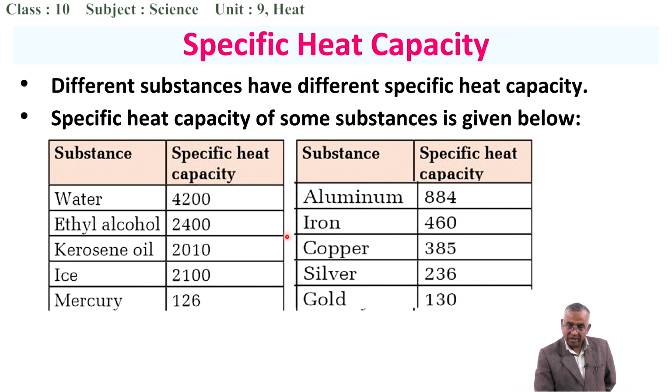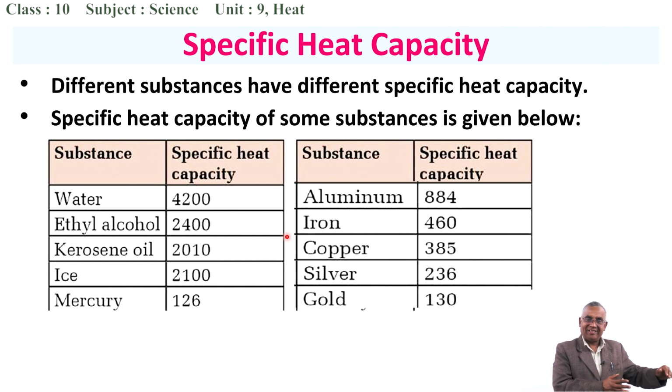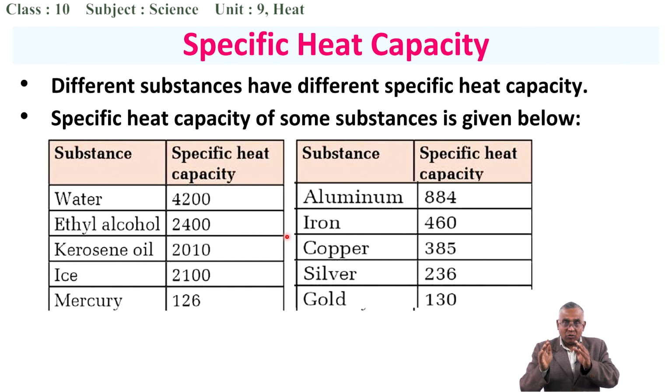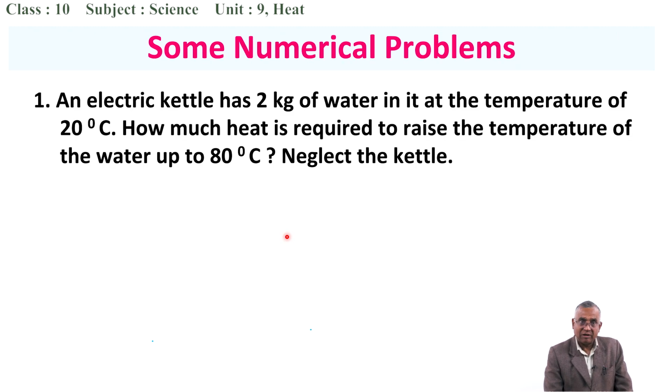Here one thing you have to keep in mind: those substances which have more specific heat capacity change their temperature slowly, gradually. They do not change their temperature fast. And those which have less specific heat capacity change their temperature faster. On the basis of it, we have a number of events to discuss. But before that, we are going to do some numerical problems.